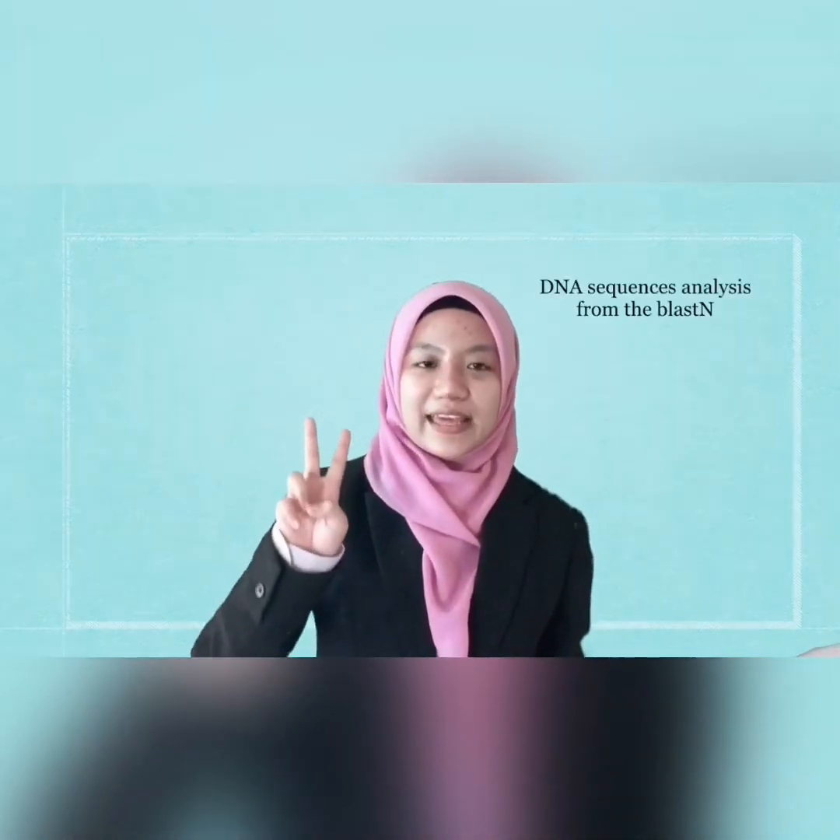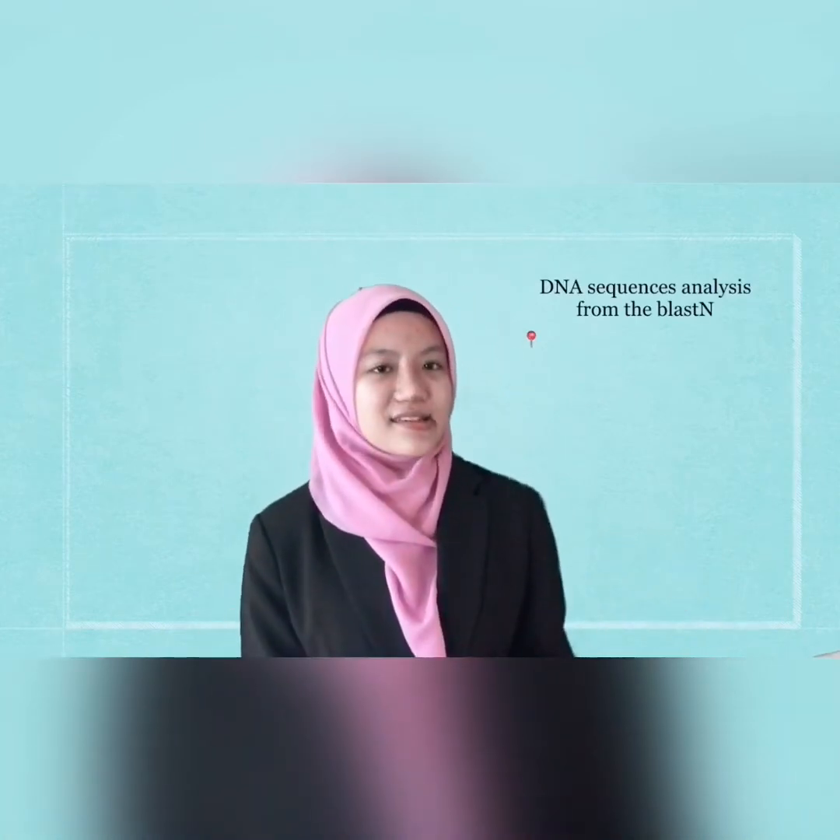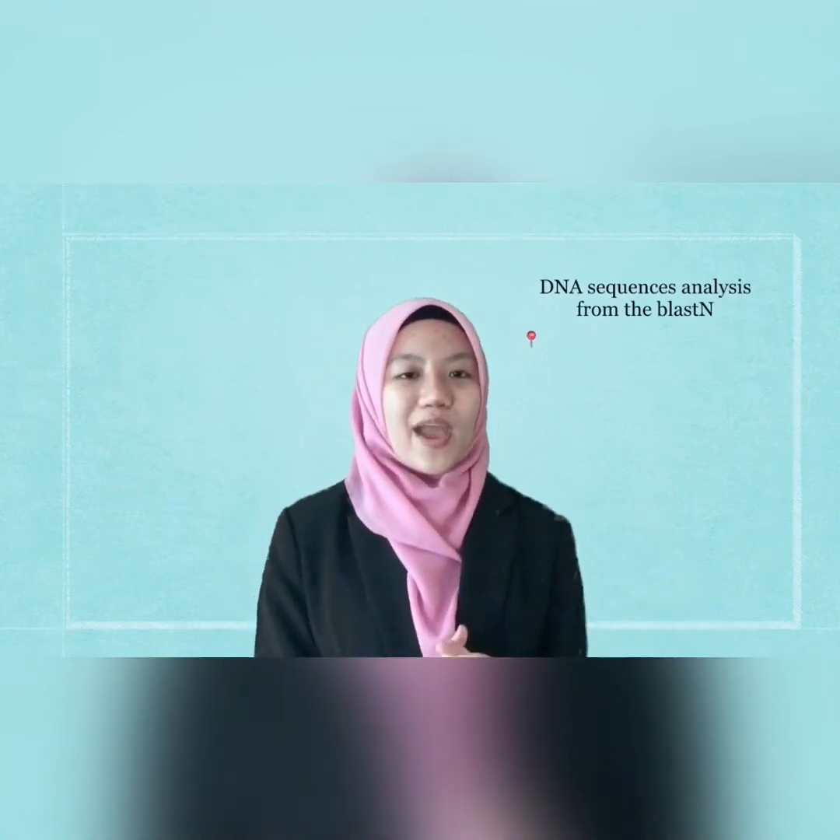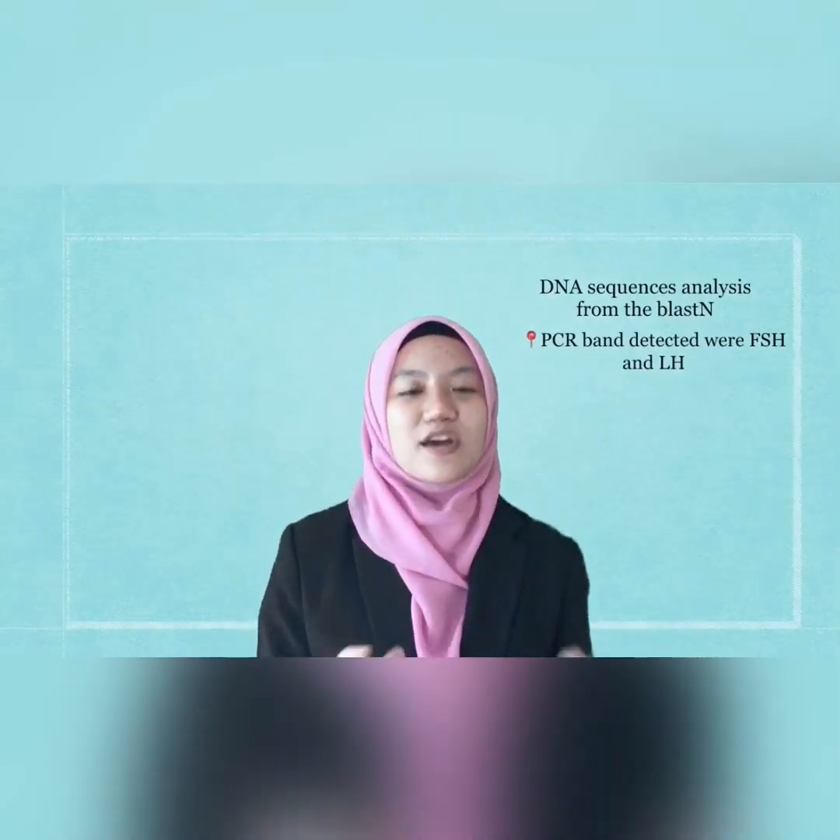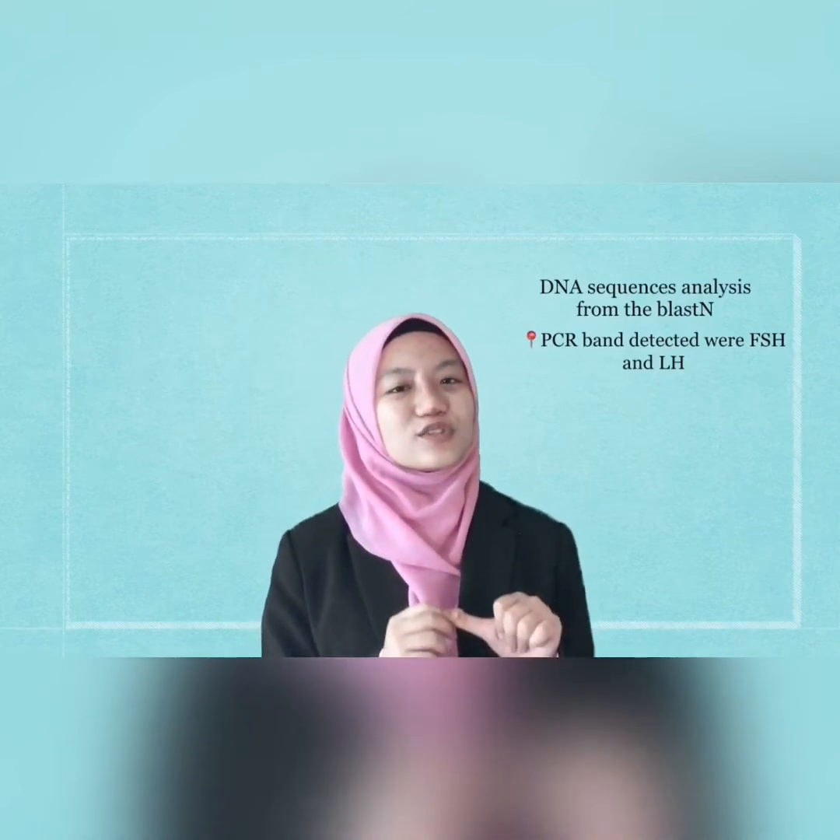The second is the DNA sequence analysis from BLAST-N, where our PCR bands in our research were detected as follicle stimulating hormone and also luteinizing hormone. And the third impact is the polymerase chain reaction, the PCR. Why? Because the PCR was able to give rapid results because it is very sensitive to assay, and also the PCR was able to detect hormones and genetics from fish and also other living beings.